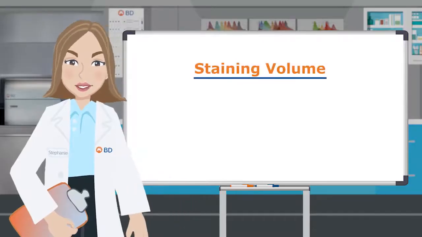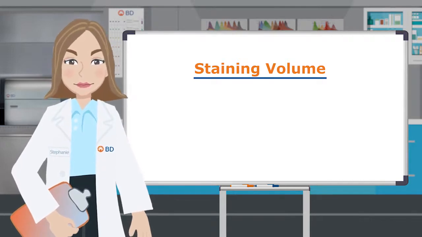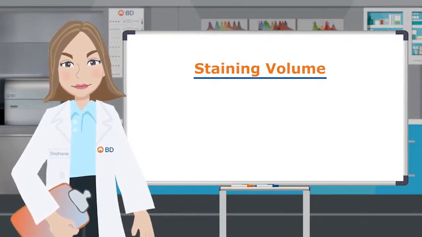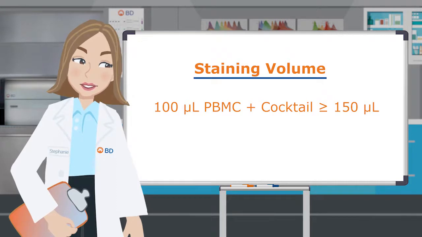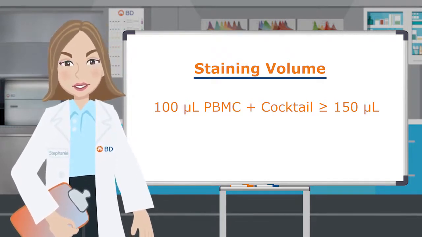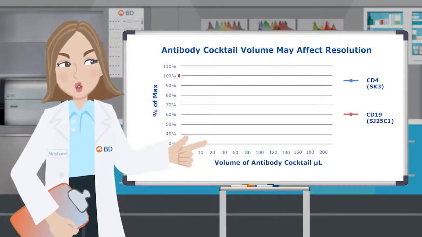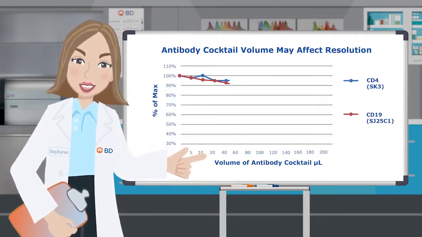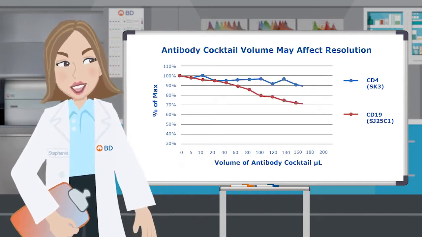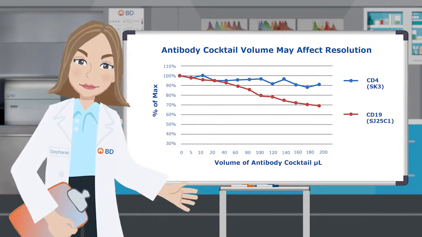Staining volume is important to consider in staining protocols. For human whole blood or prepared PBMCs, 100 microliter cell suspension plus antibody cocktail often reaches volumes between 150 and 200 microliters. You can see in this graph that as you increase the volume of the cocktail, you may affect the positive MFI, giving a lower stain index or lower resolution.